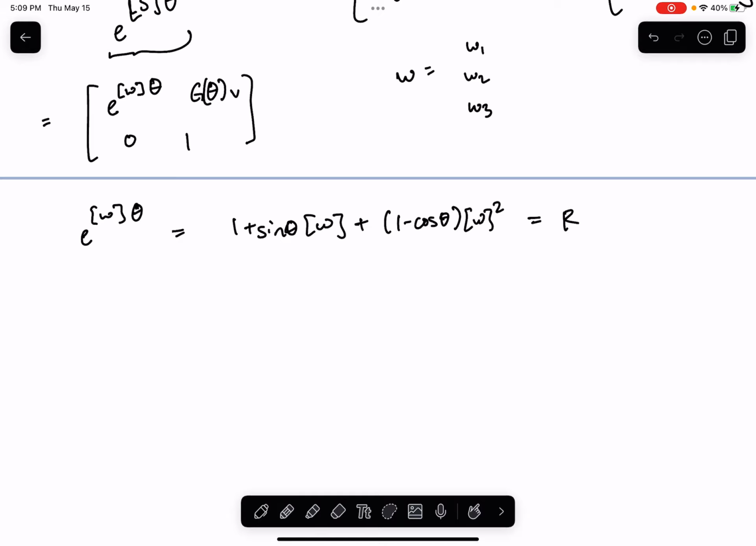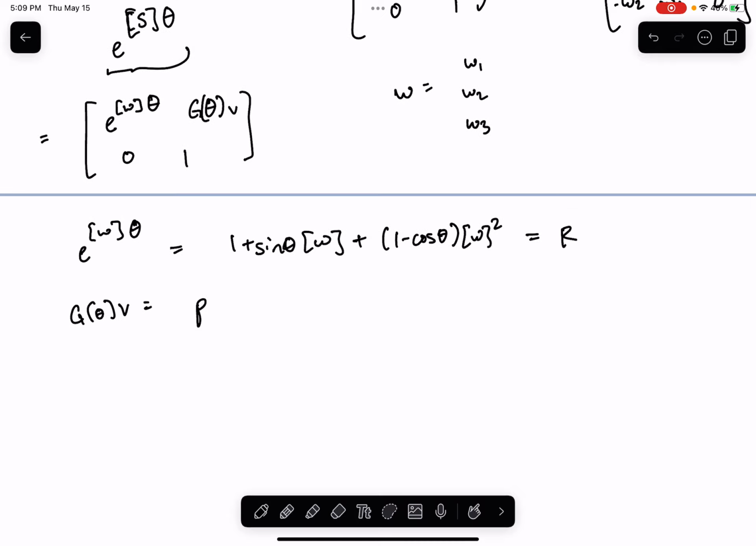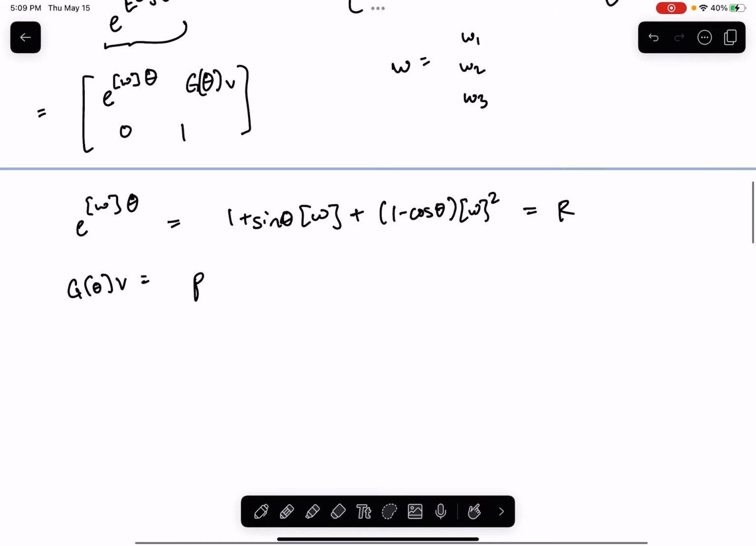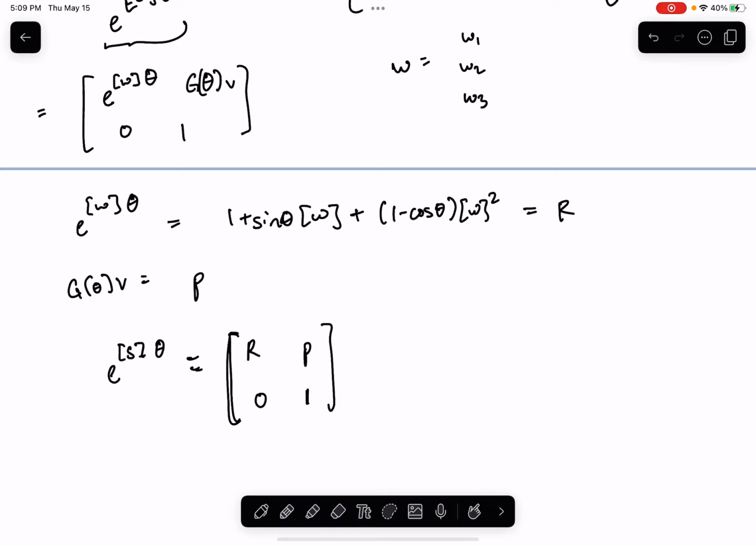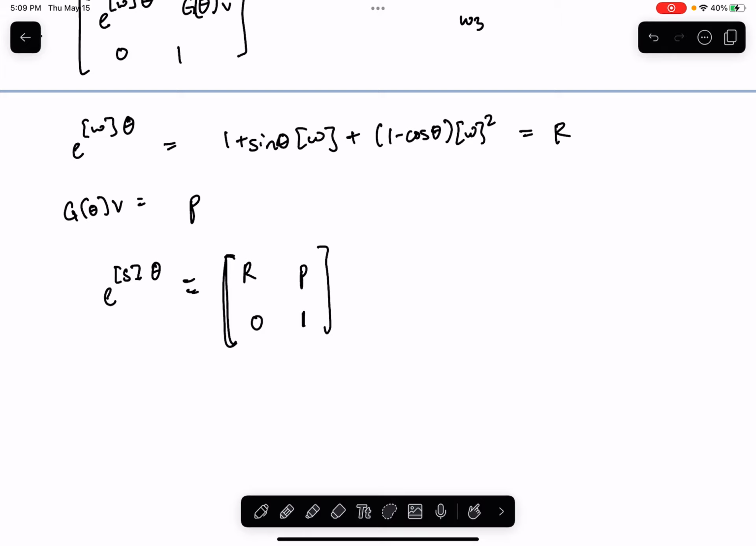And analogously, this term simplifies to our translational offset. This comes from the fact that any transform can be represented as a rotation plus a translation. Now we have essentially a representation, in terms of a transform matrix, of a theta degree rotation about our screw axis. And that encapsulates a theta degree rotation about any joint in our system.